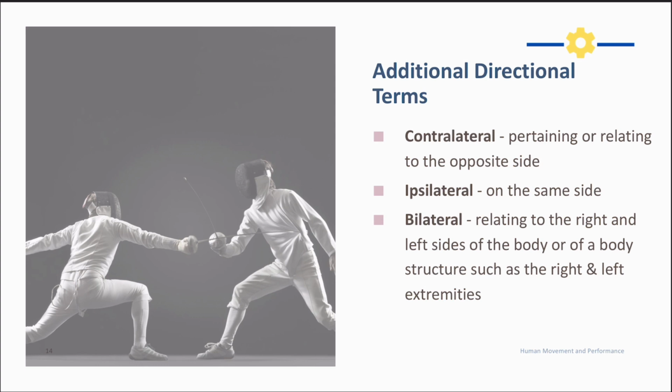Some additional directional terms that you'll see includes contralateral. Contralateral means relating to the opposite side. So if I was to say I move my right arm and my contralateral leg, that means I'm moving my right arm with my left leg. Ipsilateral is sort of the opposite of contralateral. Ipsilateral means on the same side. So if I say to move your right arm and your ipsilateral leg, that would be the right arm and the right leg because they're on the same side. Bilateral means on both sides of the body. So, we often use that in reference to potentially pain. They have pain in bilateral knees, meaning both knees, etc.